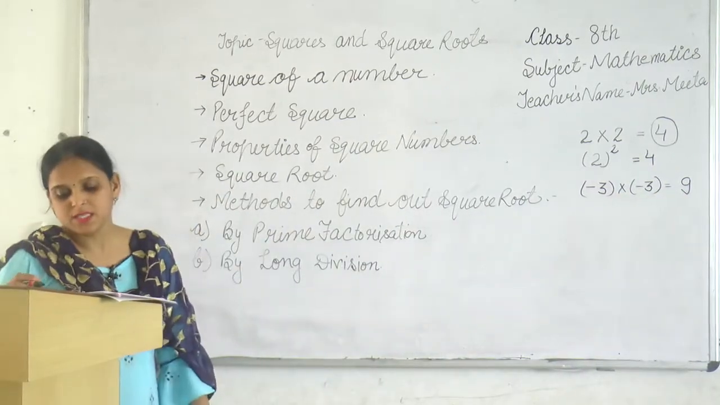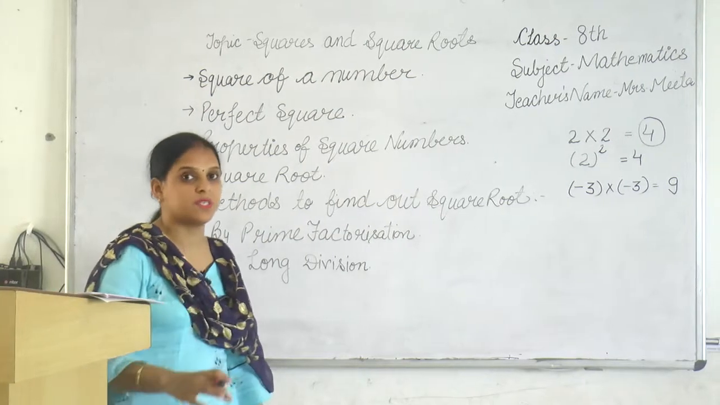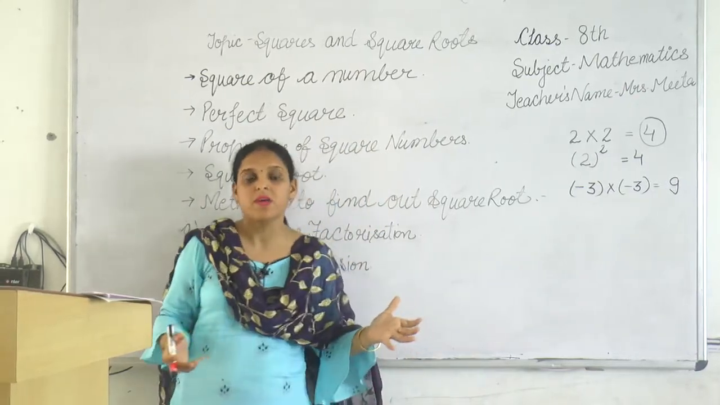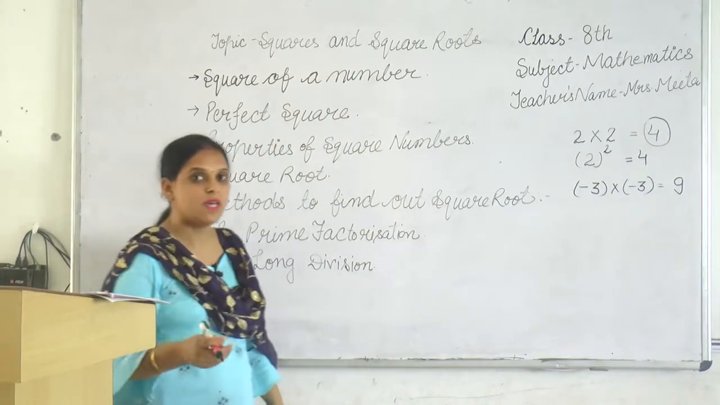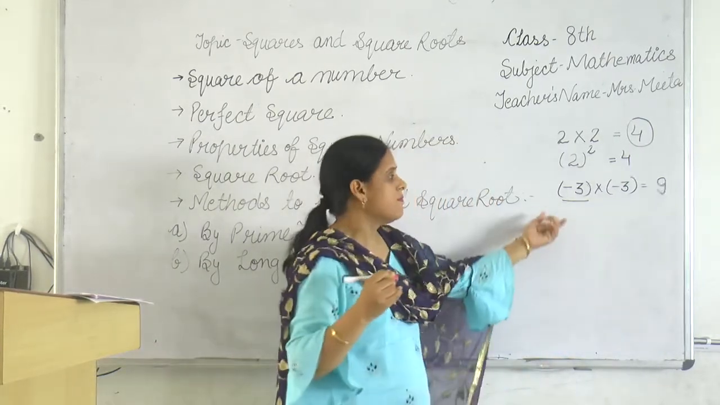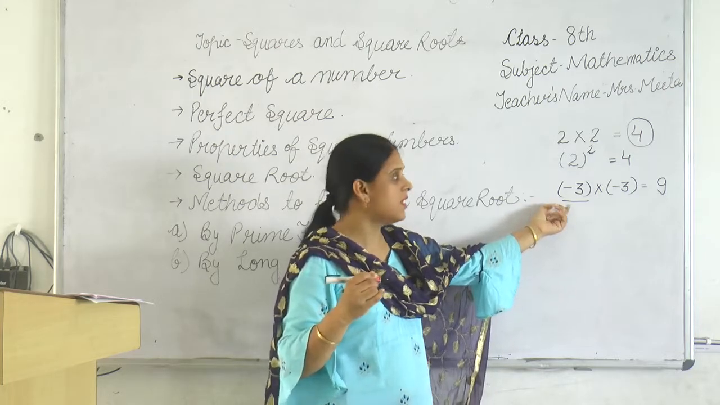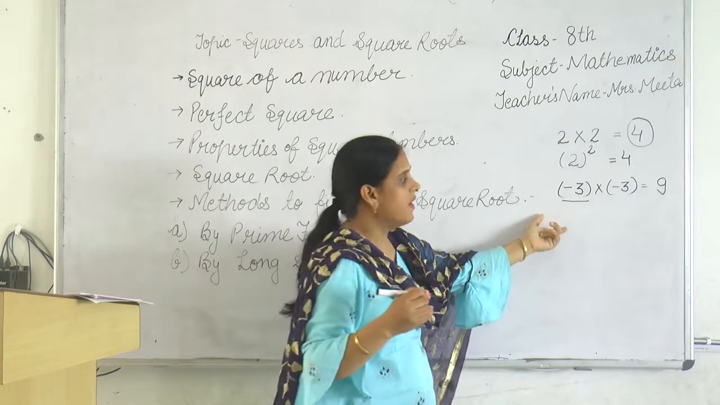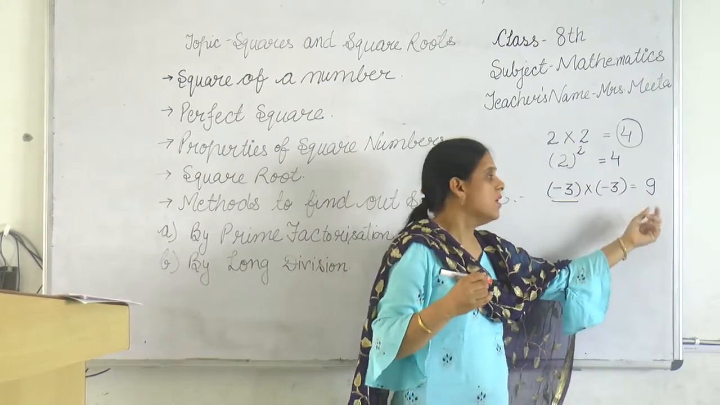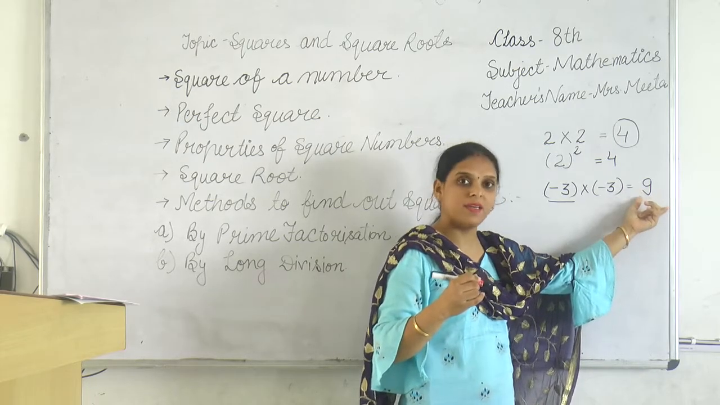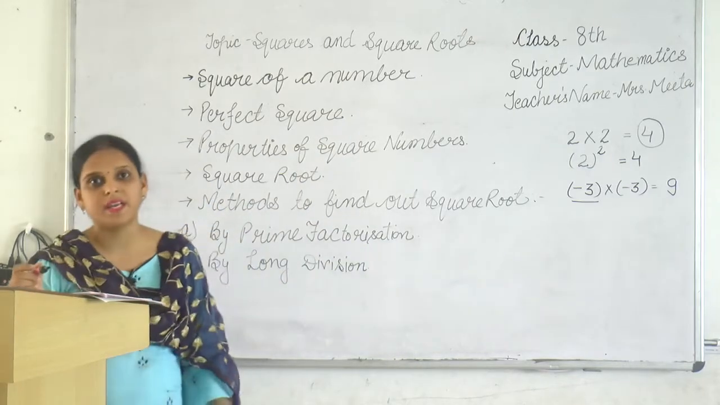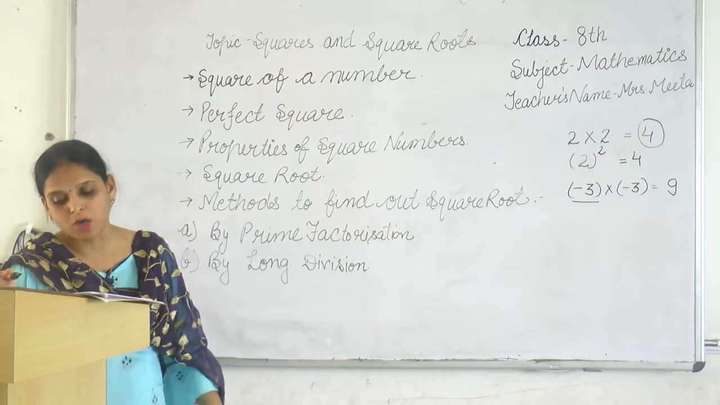The next property is squares are always positive. For a number that is negative or positive, the square of that number will always be a positive number. If we take the example of minus 3, minus 3 is a negative integer because the negative sign is here. When we find the square of this one, minus 3 multiplied by minus 3, we get plus 9, not minus 9. The property is clear that when we find the square of a negative integer, we always get a positive integer.